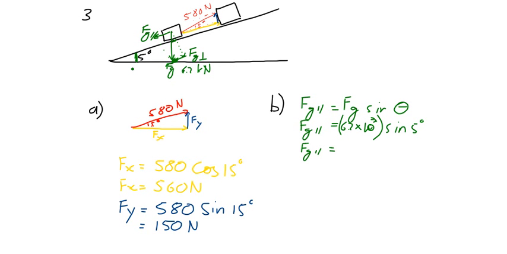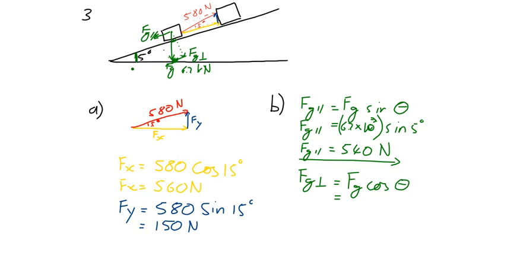F_G parallel, so what is sine of 5? 5 sine times 6.2 times 10 to the power 3 gives me 540 newton. Okay, so that's fine, 540 newton. For my perpendicular one, F_G perpendicular, it is the adjacent side. So adjacent is F_G cos theta. F_G is again 6.2 times 10 to the power 3, it's a kilonewton, and theta, cos of 5 degrees.